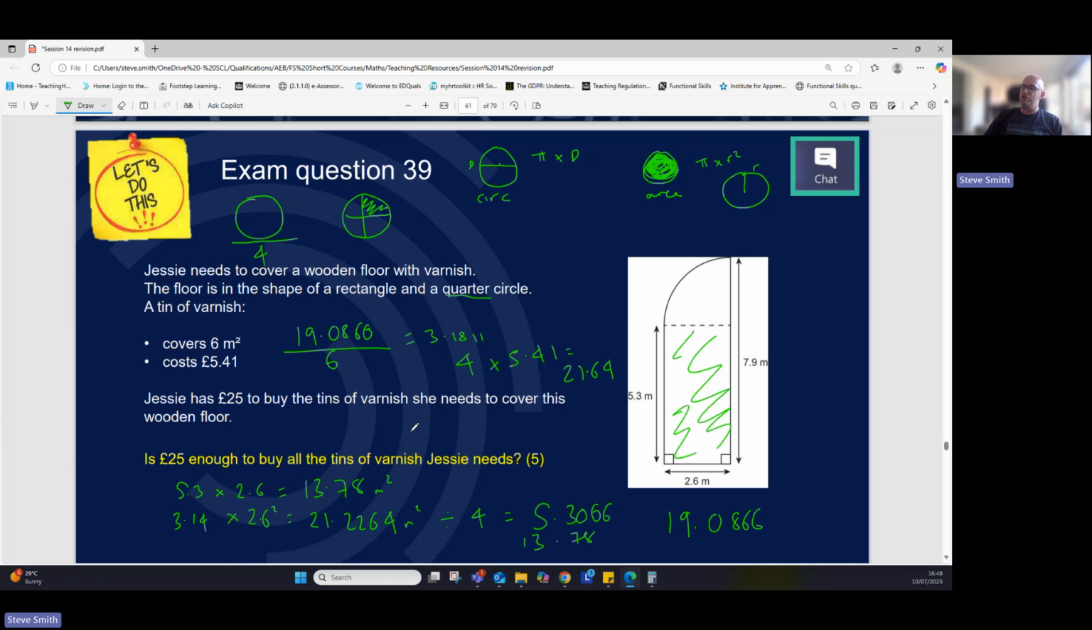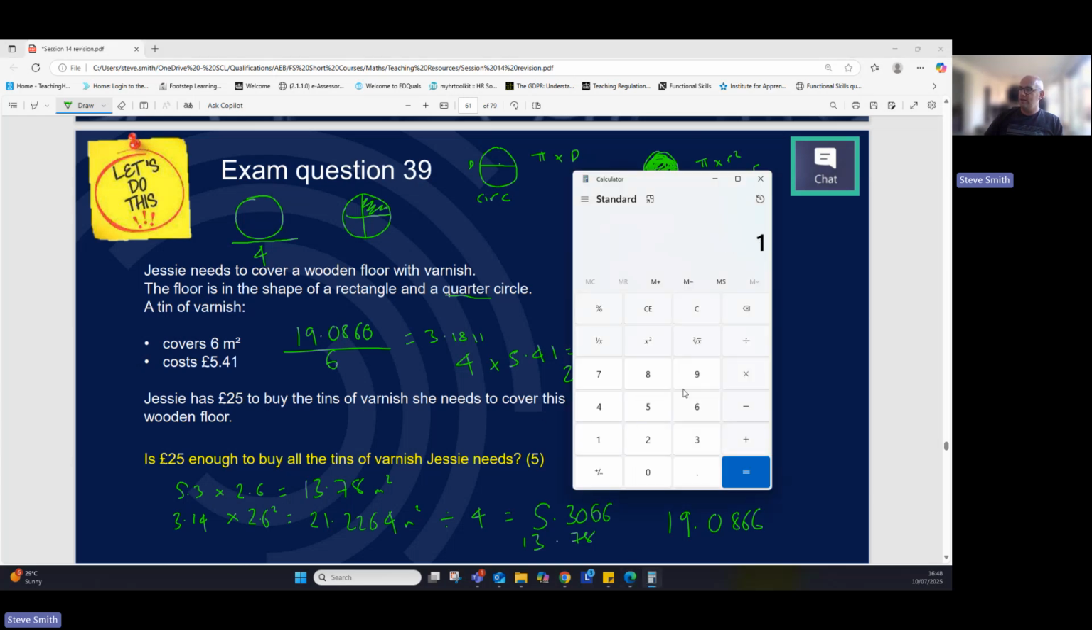If you worked it out, because it doesn't say, how do I word it? Because it's asking you if she has enough with £25. So if you got your 19.0866 and what the heck?